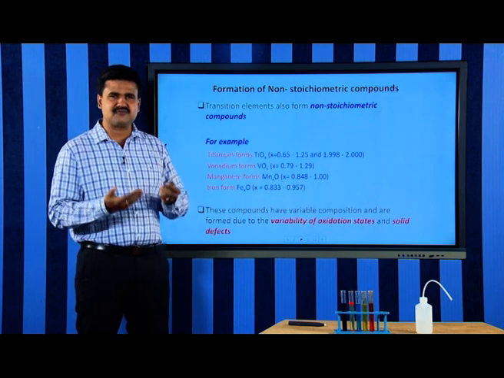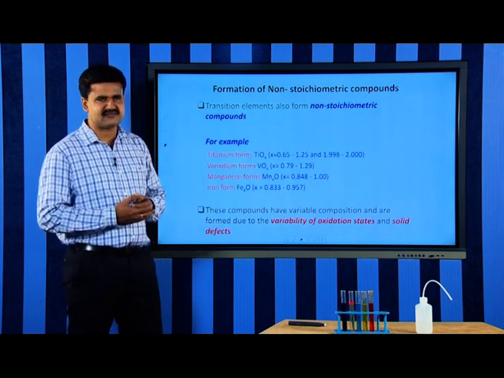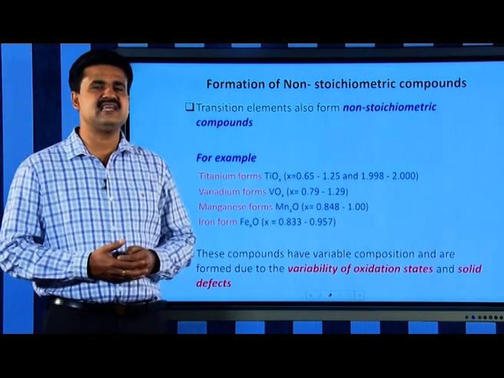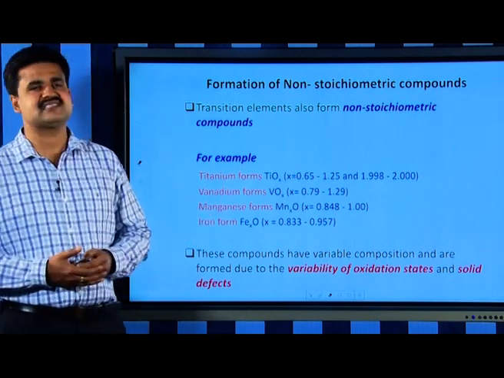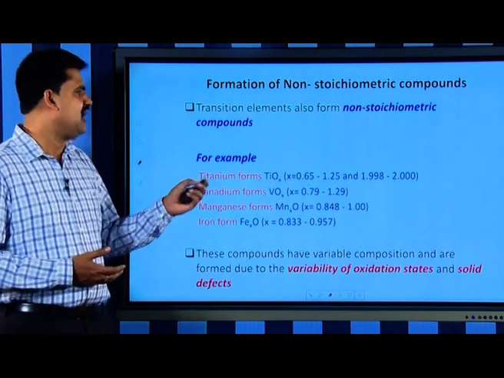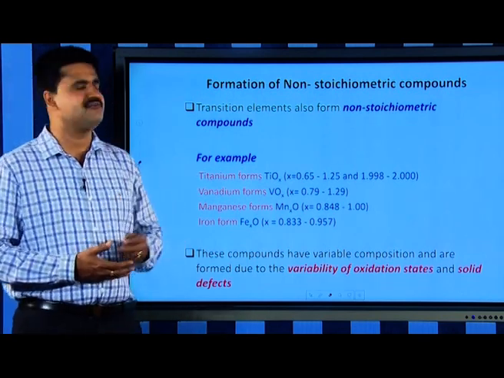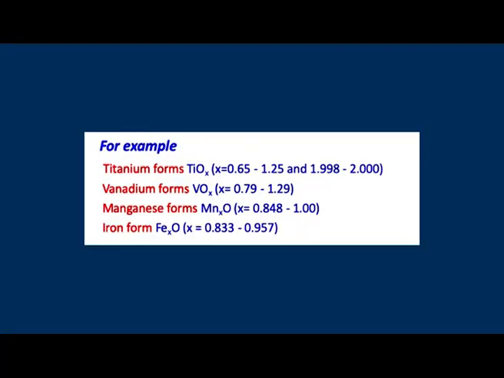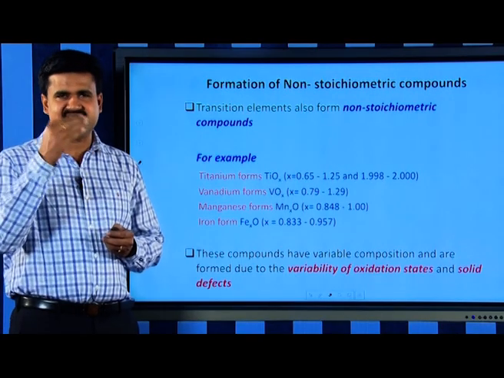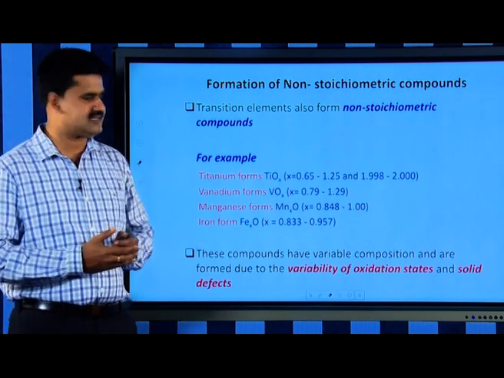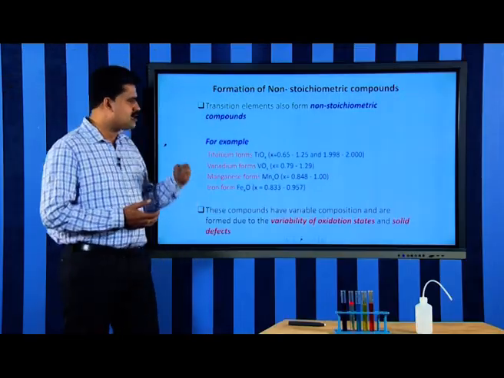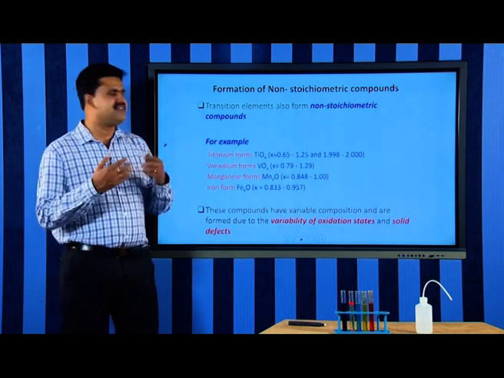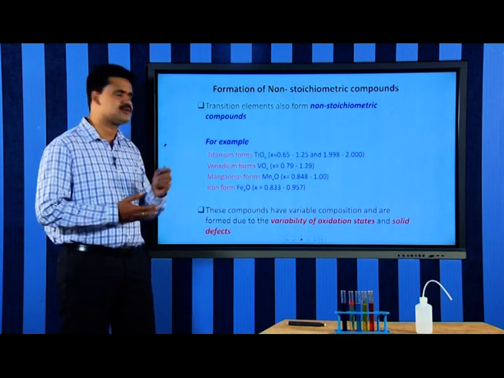Several non-stoichiometric compounds are formed by transition metals, hence it is another characteristic feature. For instance, titanium forms TiOx. x may vary from 0.65 to 1.25, and vanadium forms VOx, here x ranges from 0.79 to 1.29. And in this case, it is clear that the value of x is a range. It is not a fixed quantity like CaO, where calcium is connected to one oxygen always. These compounds have a variable composition and are formed due to variability in oxidation state and solid defects.